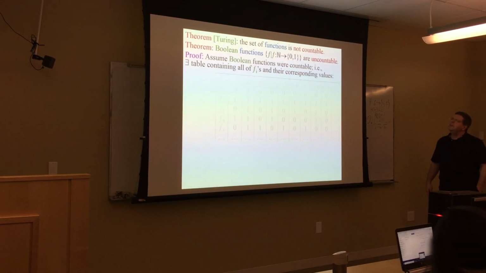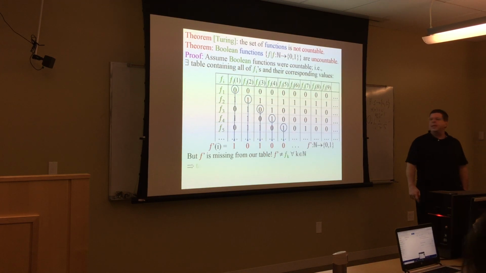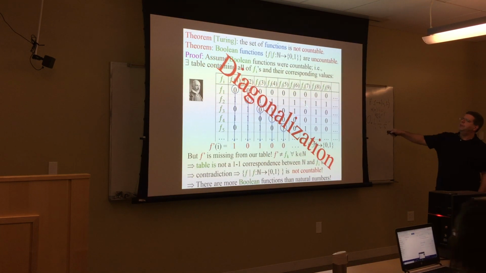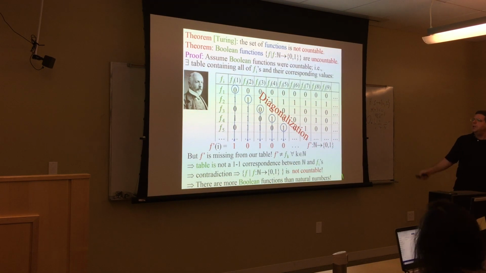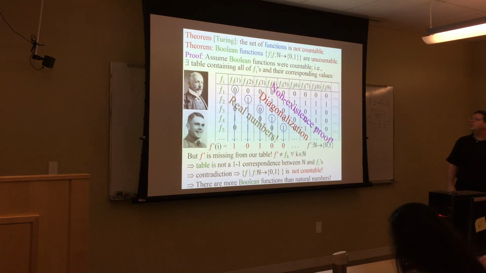So let's prove that the halting problem is undecidable. So far we proved that some Boolean functions are not decidable or not computable. They have no algorithms for them. But we didn't give an example. We're about to give an example. By the way, it's the case of diagonalization, in case it wasn't obvious. It's a non-existence proof.